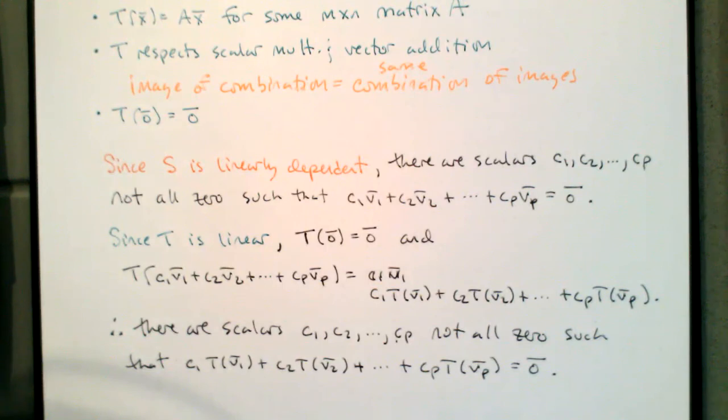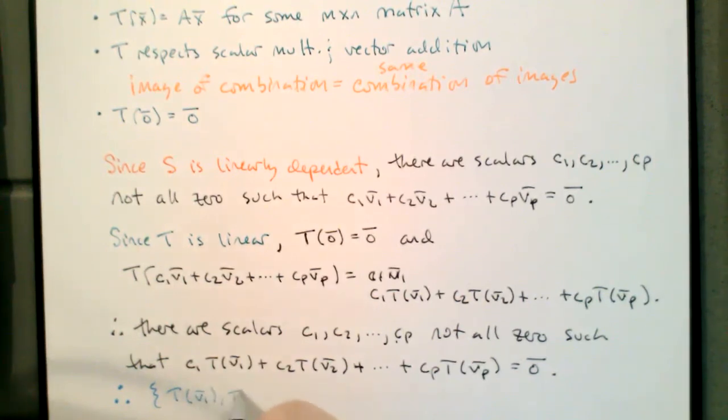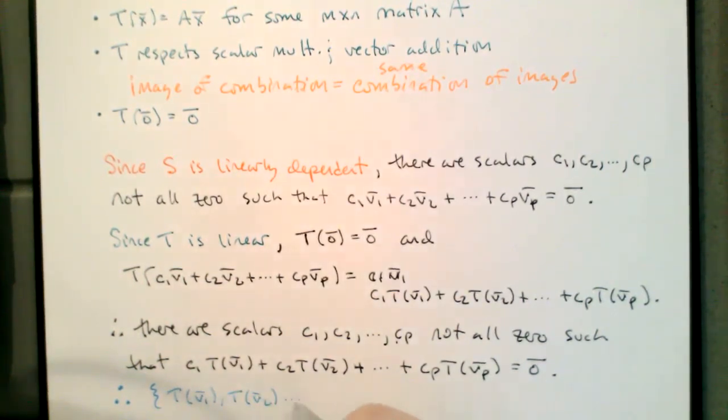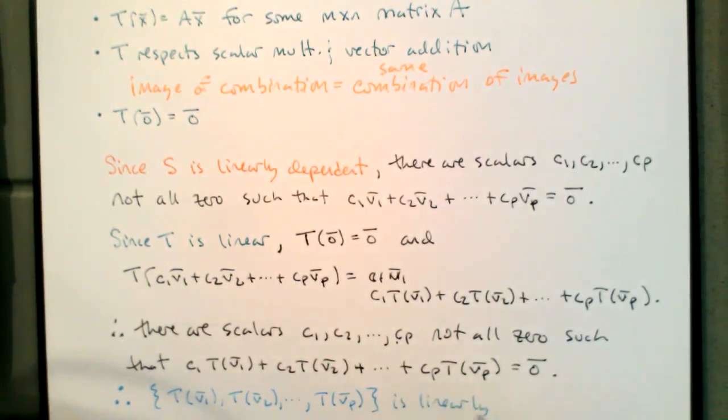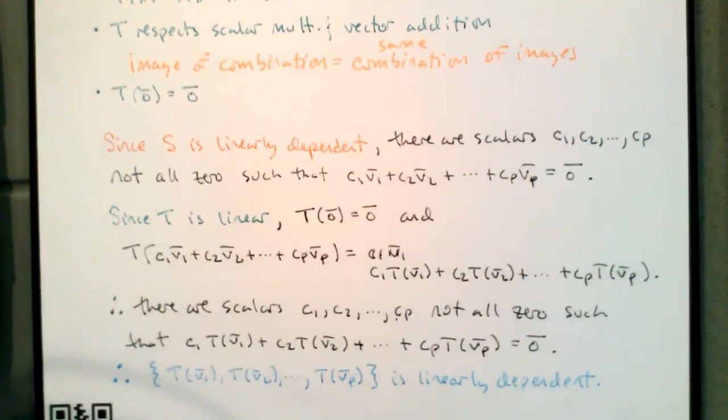Therefore, we can see that the set of images T of S is linearly dependent. And then we're done. That's what we wanted to show.